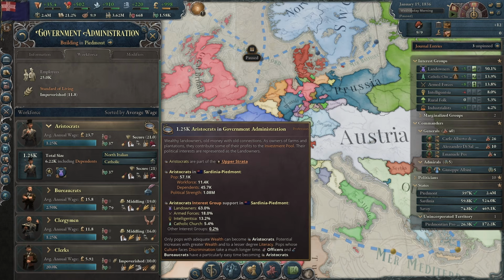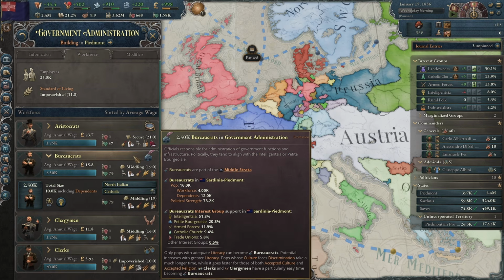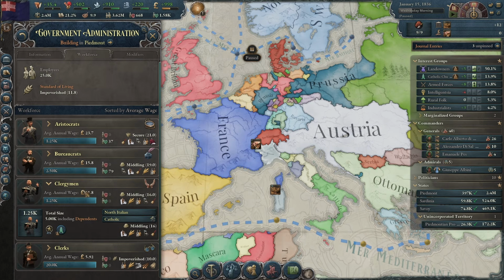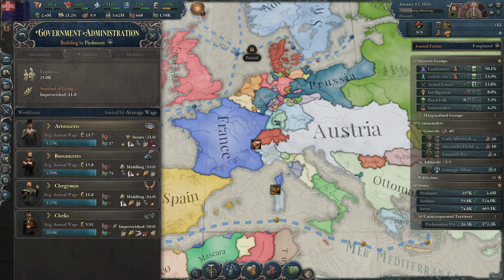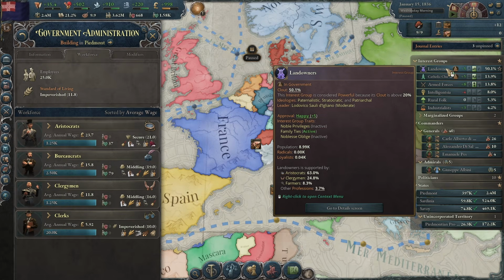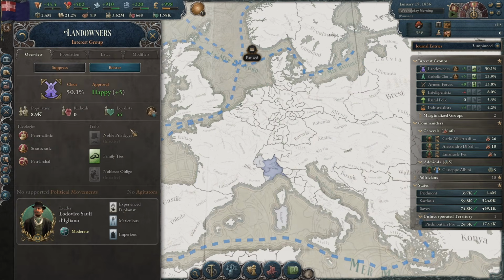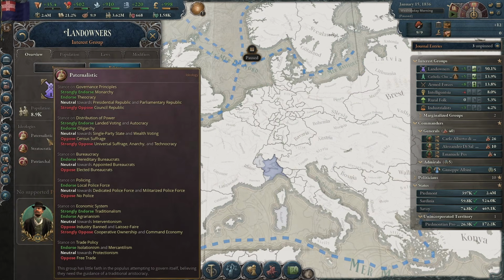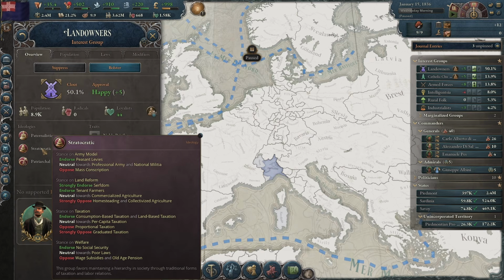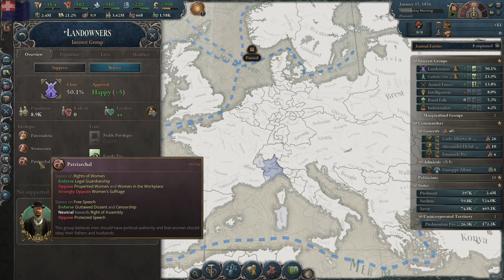You can see here that the aristocrats are supporting landowners, but also armed forces and also the intelligentsia. And you can see here these bureaucrats are supporting the intelligentsia and the petite bourgeoisie and the armed forces. If you're building a lot of aristocrats, you're going to be in turn building up the strength of the landowner, and that in turn is going to mean that whatever sort of things the landowner wants, generally these things are bad, are going to be harder to change.